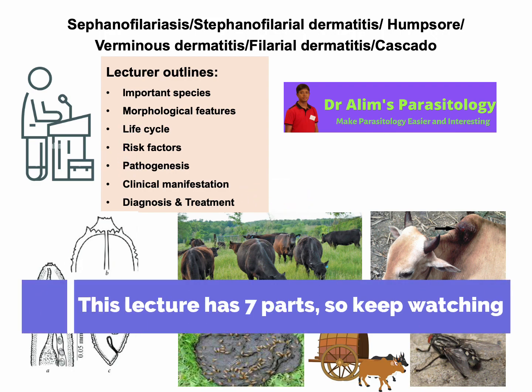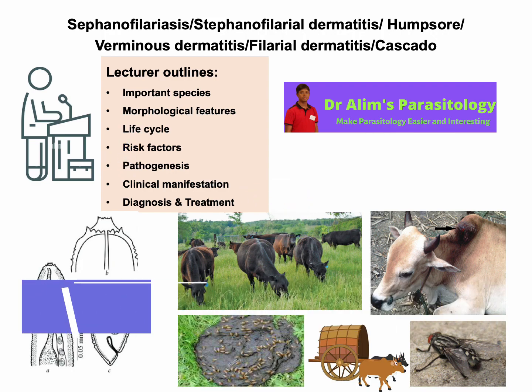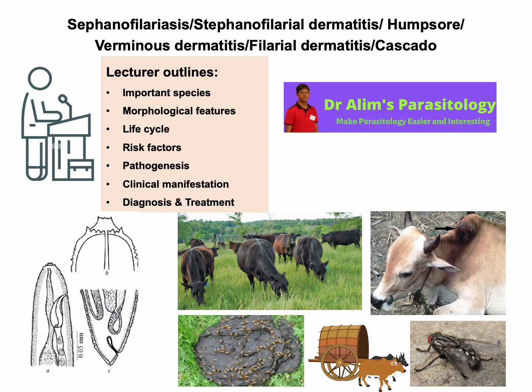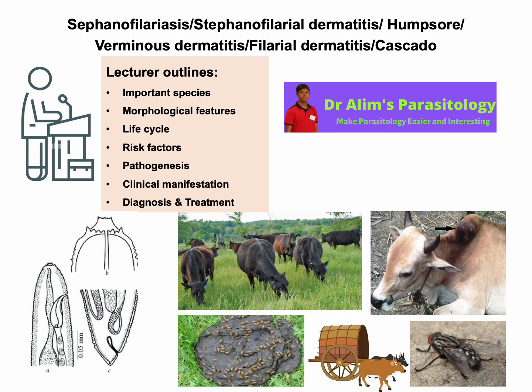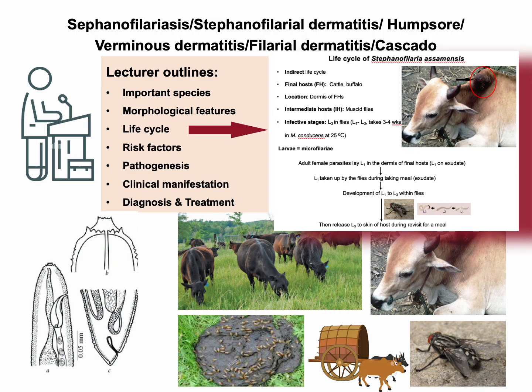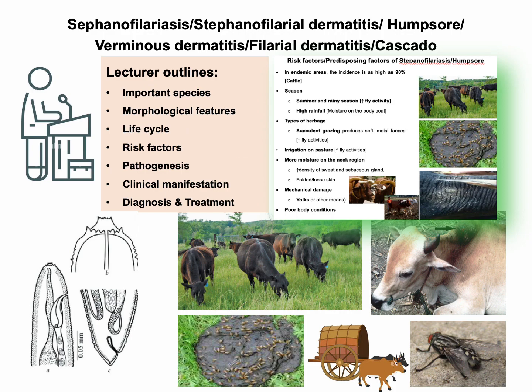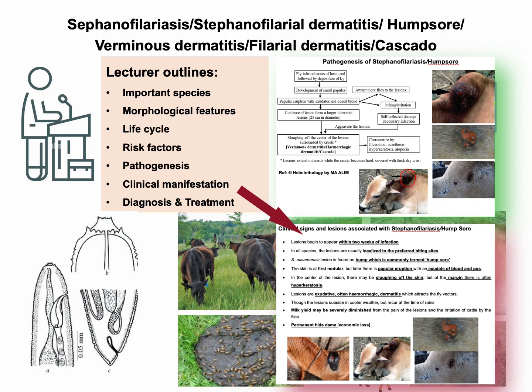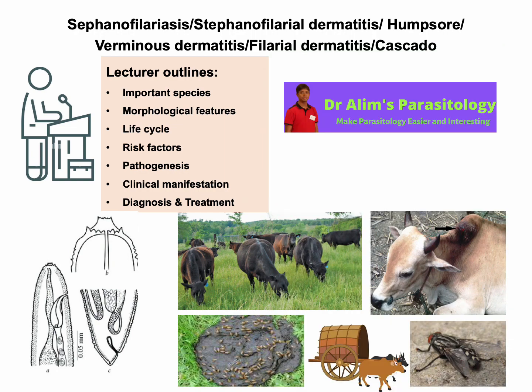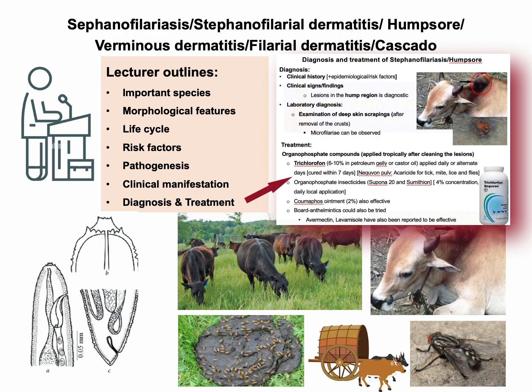This lecture has 7 parts. First, I will highlight the causal agent and their morphological features. Later on, I will discuss the life cycle, risk factors associated with this disease, followed by pathogenesis and clinical signs of the disease. Finally, I would like to conclude this lecture after discussing the diagnosis and treatment of the disease.